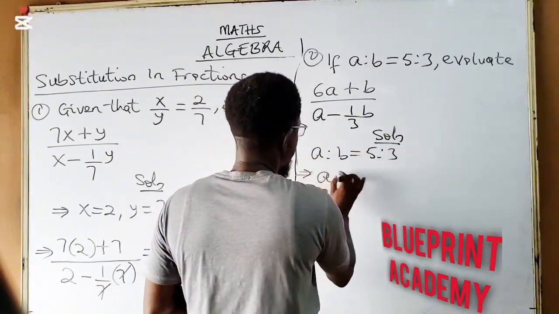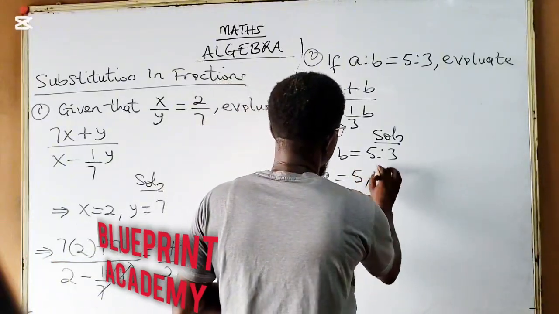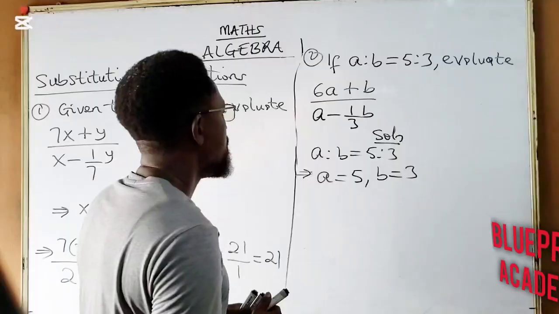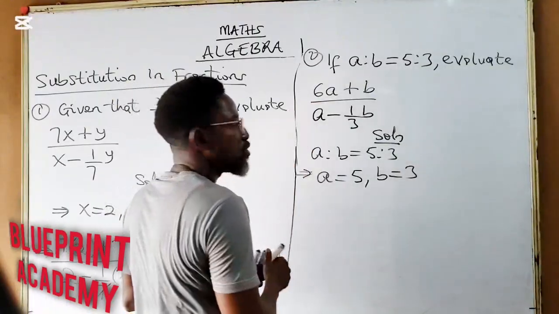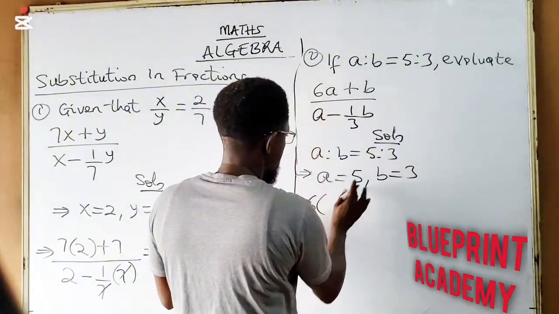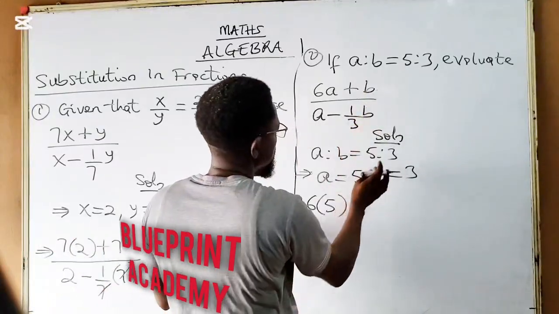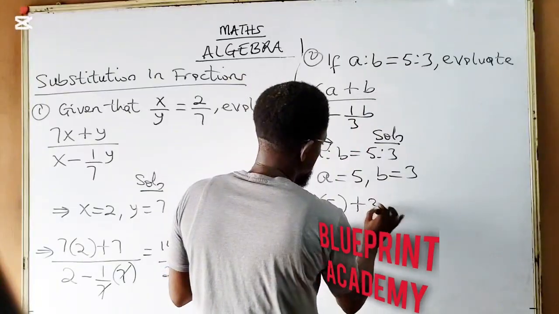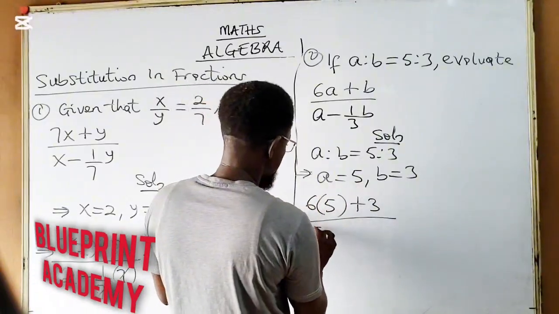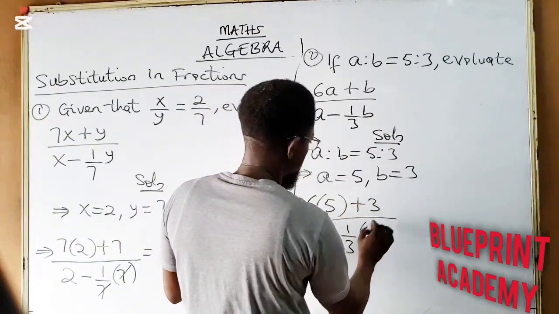this implies A is equal to 5, then B is equal to 3. A is equal to 5 and B is equal to 3. So if I substitute in this particular expression, I get 6 into A, A is 5, then plus B, B is 3, all over A, A is 5, minus 1 over 3 B, B is 3.